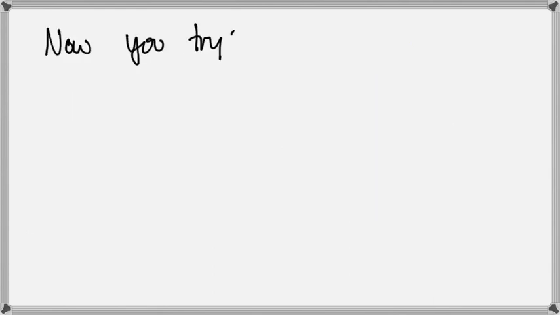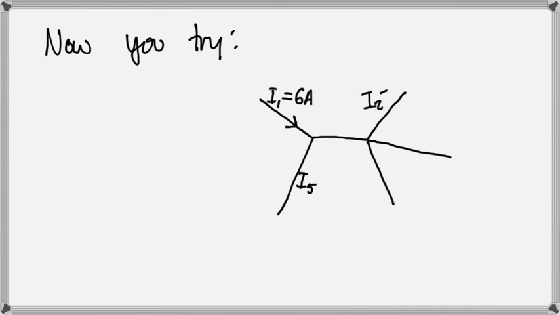Okay. Now it's your turn to try. Pause this video and attempt to figure out the value of the current I5 and the direction that it's going, either in or out. Okay, go ahead and pause the video and try it. Yep, I really mean it. Try it out. Okay, I hope that you have now paused the video and attempted the problem. Right?